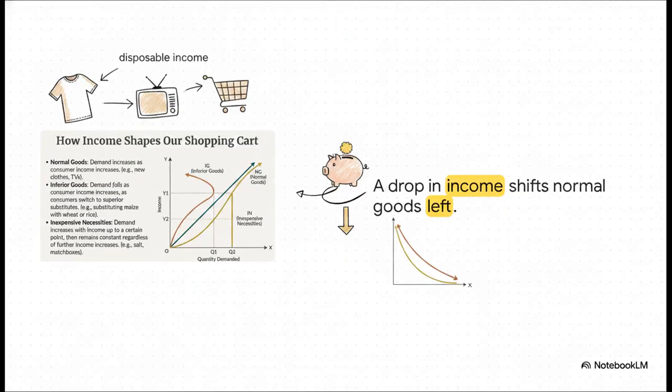Let's explore exactly how that income lever works. For most normal goods we buy, say new clothes or a flat-screen TV, there's a direct link to our wallets. If a consumer suffers a fall in their disposable income, they quite simply have less money to spend. This drop in purchasing power directly forces the entire demand curve for those normal goods to shift left. That is a fundamental textbook decrease in demand.